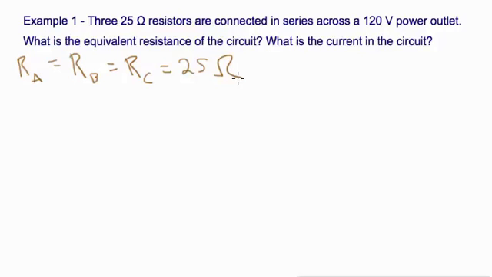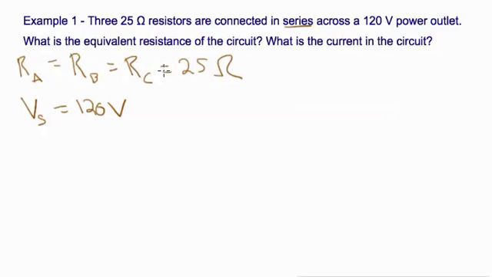And they're connected across a 120 volt power outlet. And so this is the voltage of the source, and I'm just going to put S there for source. Because remember, in a series circuit, the voltage of the source is not the same as the voltage at resistor A, or B, or C.